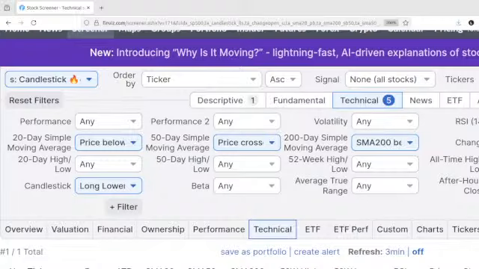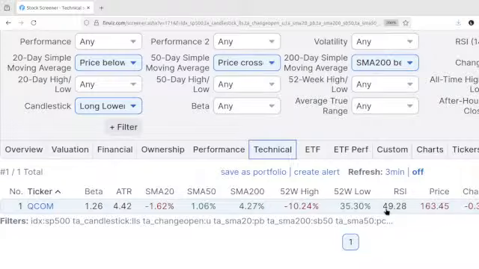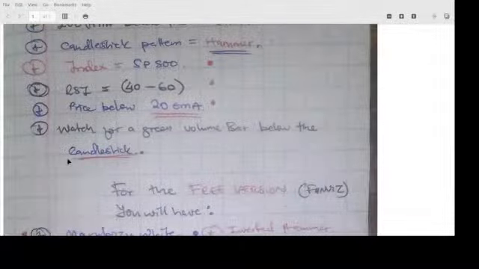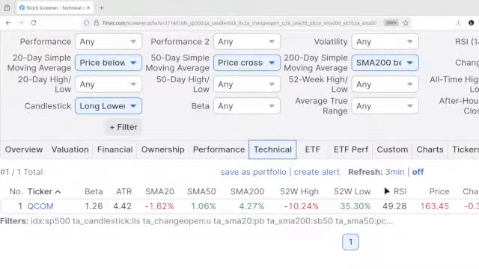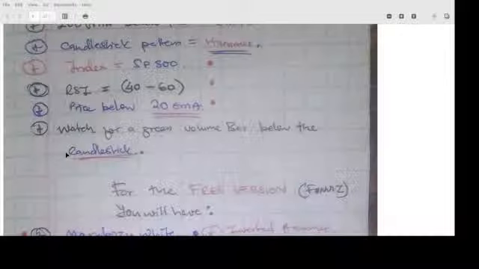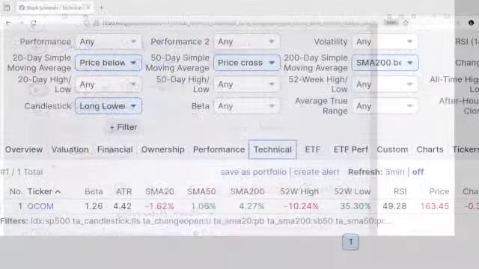what I'm trying to tell you is that if you look at this here, the RSI is between 40 and 60, at 49, which is the criteria we have here. Remember, between 40 and 60, and the RSI right here is 49. Price below the 20-day moving average, and watch for a green volume bar.